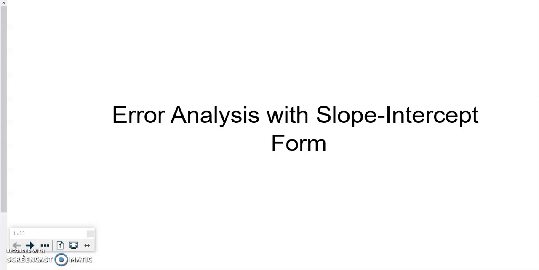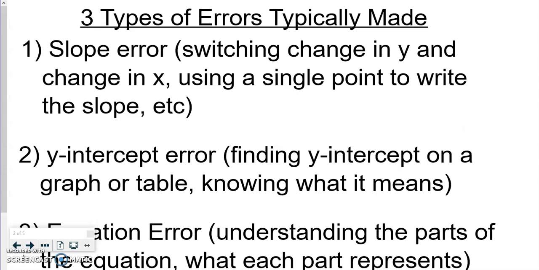And so I divided it into three different types of errors that you can make. So the three types are these ones. The first one is a slope error. Typically, things that I've seen students do is they're switching the change in y and change in x. So usually I'll see x over y rather than y over x. Sometimes they're using a single point to write the slope. Basically, whatever work they're doing, they're not calculating the slope correctly.